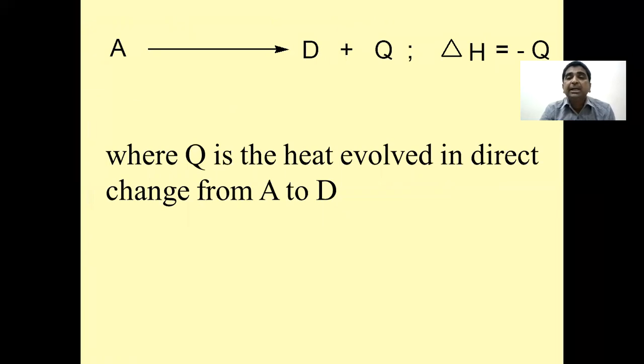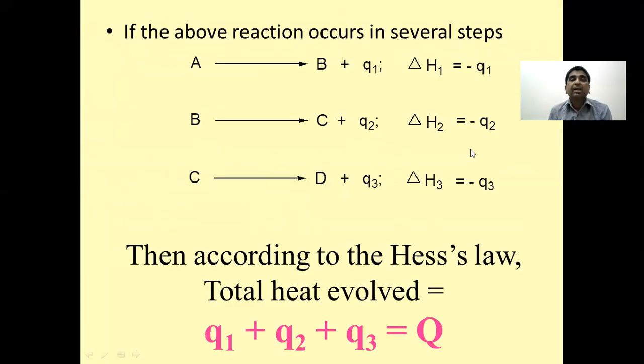If the conversion of A into D is taking place, and let us suppose Q amount of heat is liberated, so in thermochemistry we can write this thermochemical equation as conversion of A into D with the liberation of Q amount of heat, and delta H is equal to minus Q here, where Q is the amount of heat evolved in the direct change from A to D.